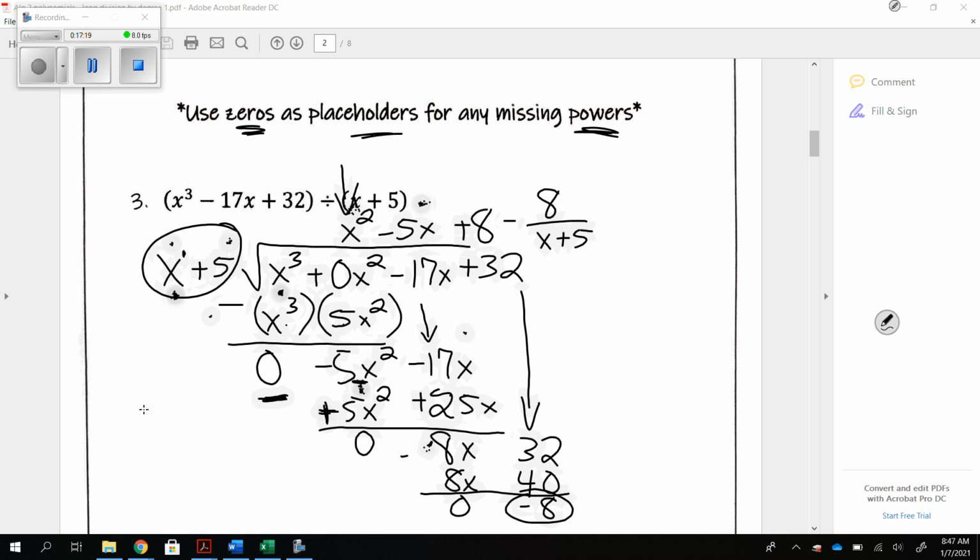8 times x, put that 8x here. Then we do this 8 times this 5 to get 40. Then again, we subtract both. 8x minus 8x is 0. We want it to cancel out. But then there's going to be a remainder because 32 minus 40 is negative 8. And we take the negative 8, put it in our remainder. So our final answer is x squared minus 5x plus 8. And then our remainder is negative 8 over x plus 5.